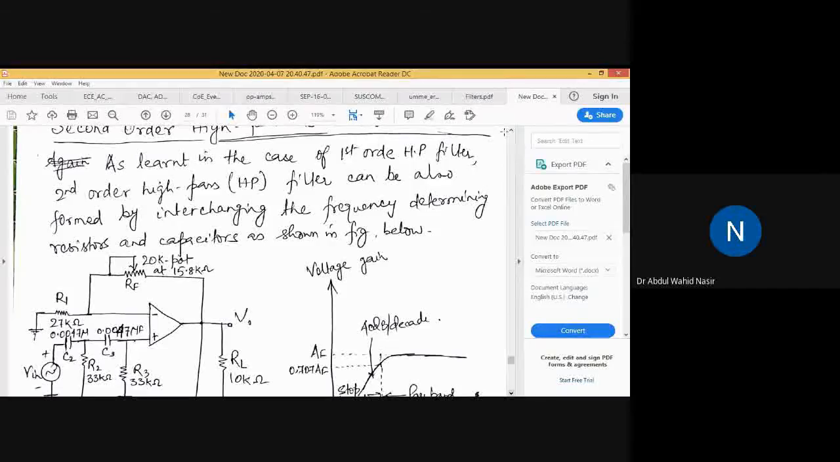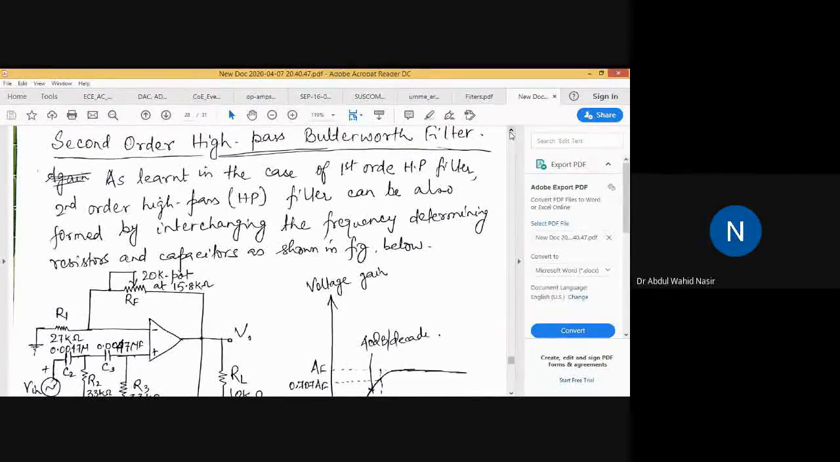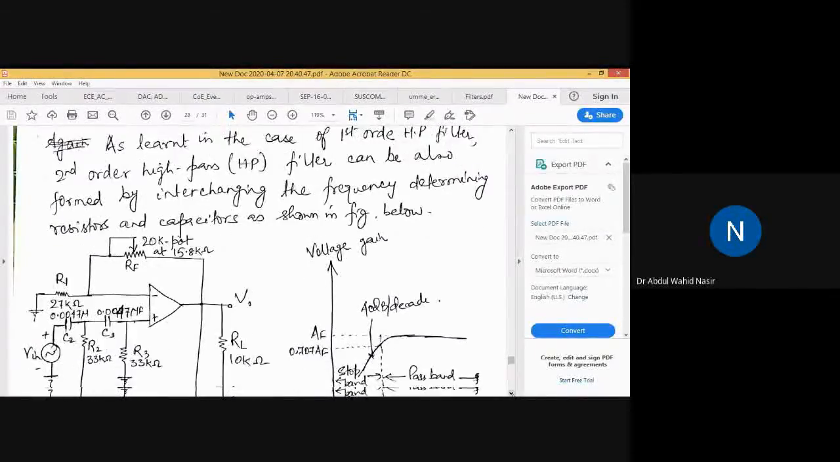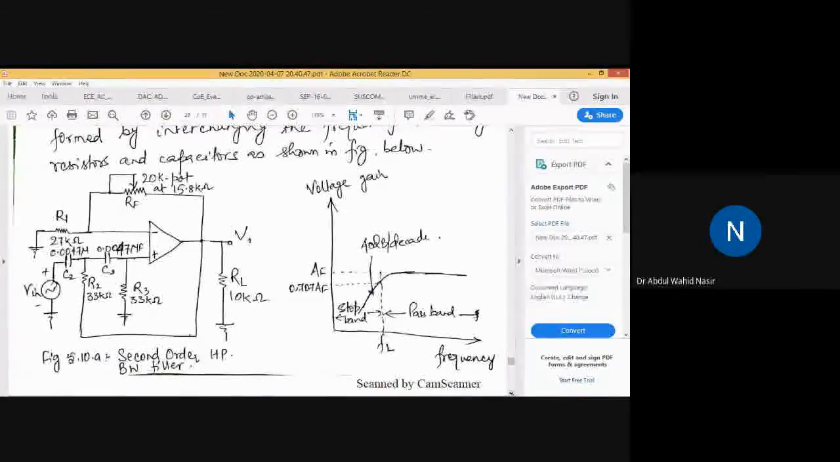So now we come to the second order high pass Butterworth filter. As learned in the case of first order high pass filter, a second order high pass filter can also be formed by interchanging the frequency determining resistance and capacitor as shown below. This circuit diagram shown here is a second order high pass Butterworth filter.